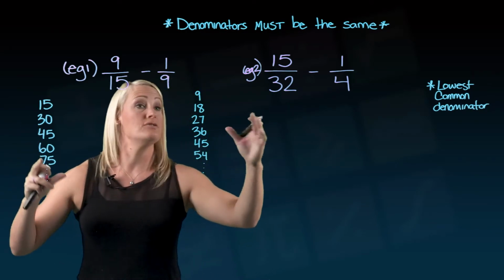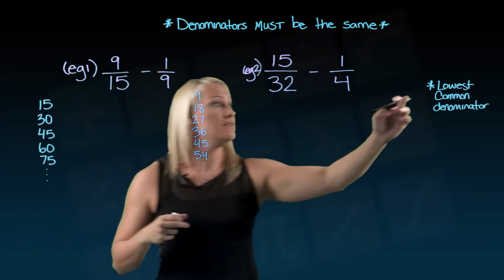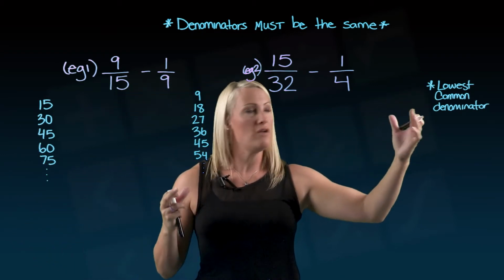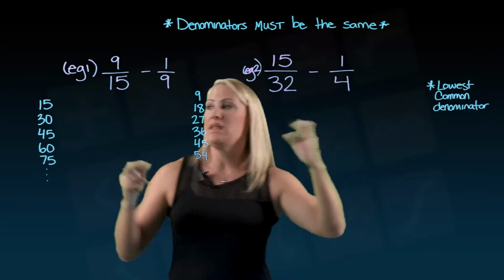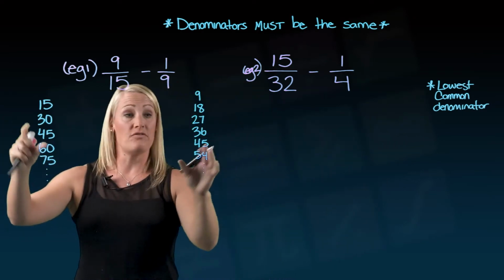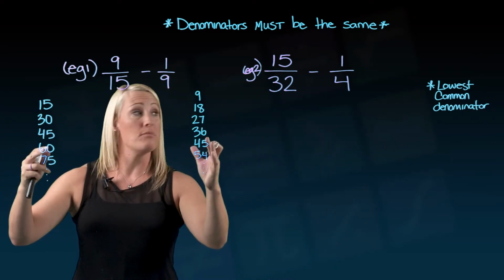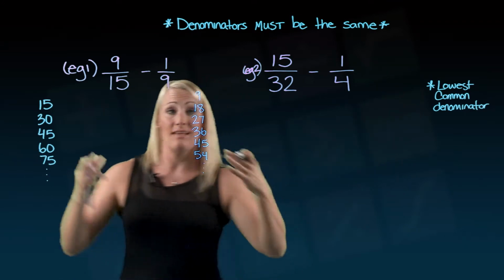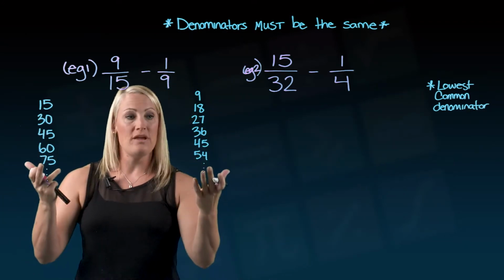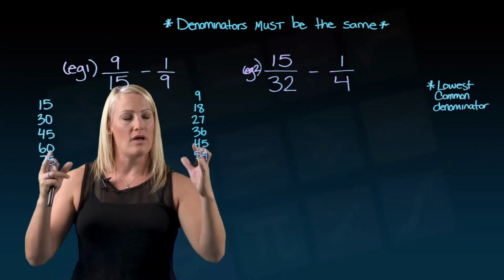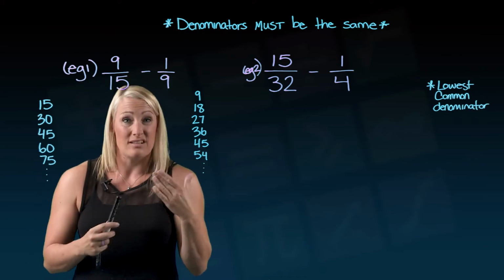But what I want to do with these lists is find the lowest common denominator. Common means looking at the numbers here and finding numbers that are the same, and lowest means the lowest one. If there's more than one number on those lists that are the same, I'm going to pick the lowest one.